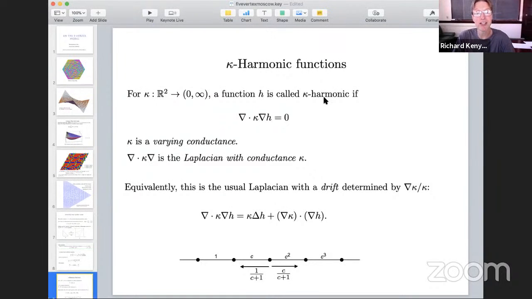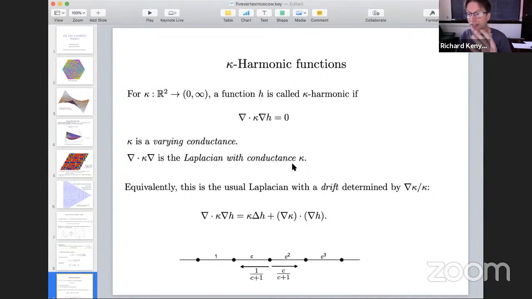We're going to call a function h kappa harmonic if it satisfies this equation, which is the Laplacian with varying conductance kappa. You just take the gradient of h, multiply it by kappa, and then take del dot that, the divergence. So if kappa is a constant, it's just the standard Laplacian. But if kappa is varying, it's a kappa Laplacian. This operator, divergence of kappa times gradient, is called the Laplacian with conductance kappa.